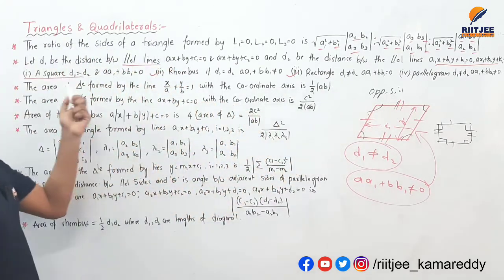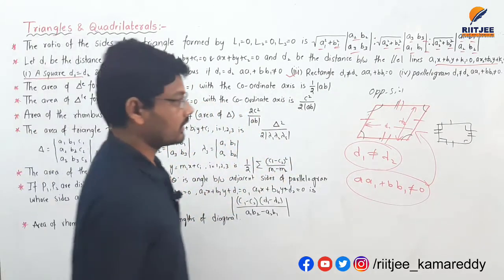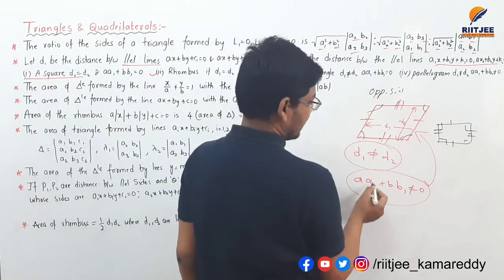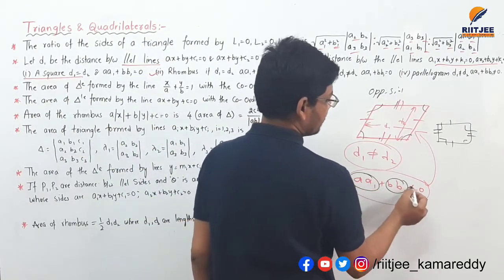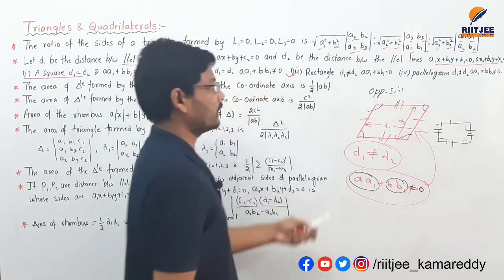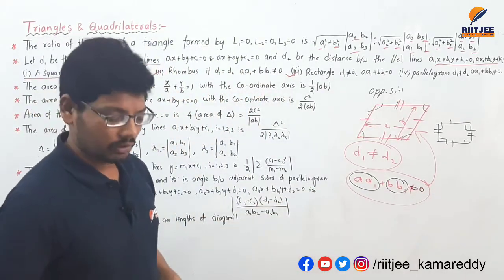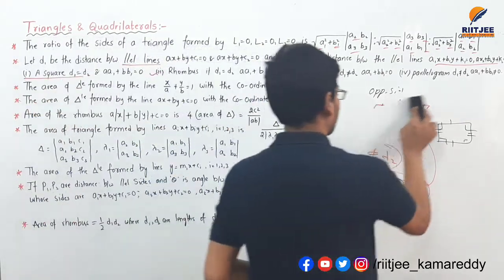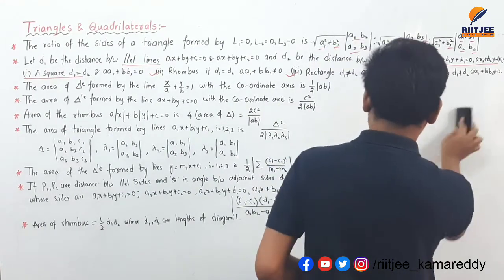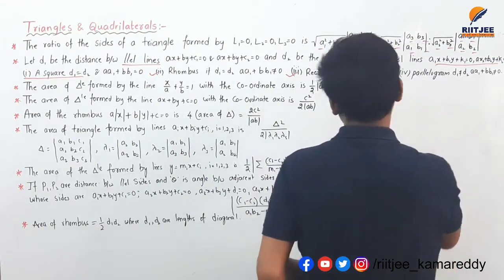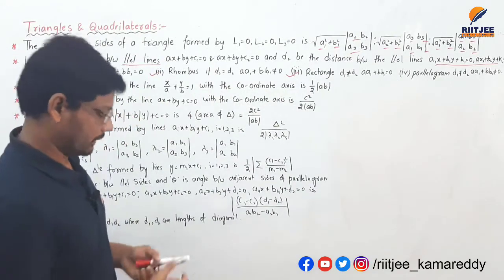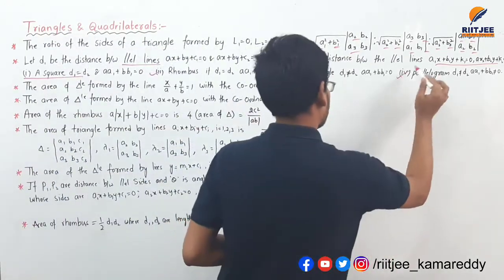Here also, square and rhombus. And here the condition a1 plus b1 is not equal to 0, then only it will become a parallelogram here. And the next condition is completed. Parallelogram is completed here.